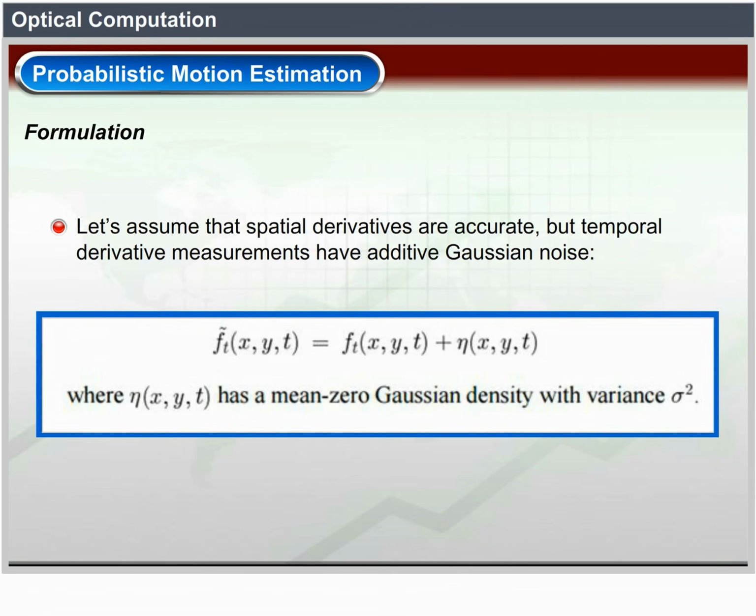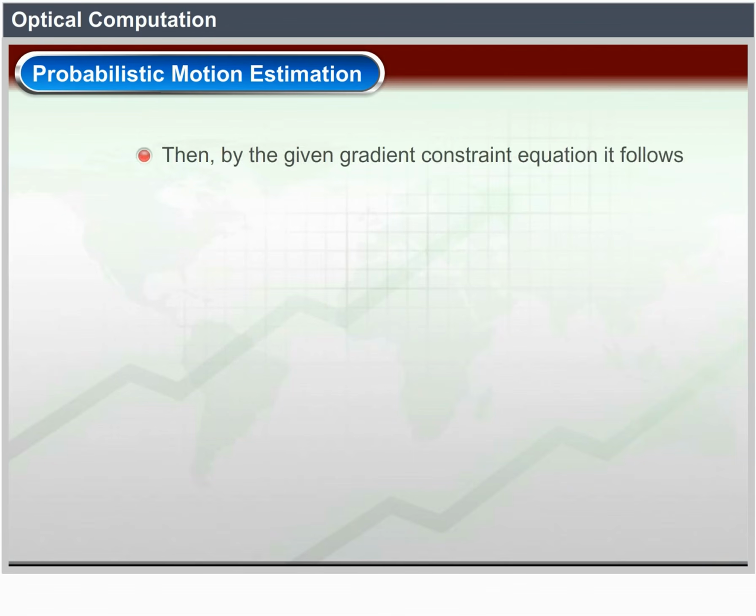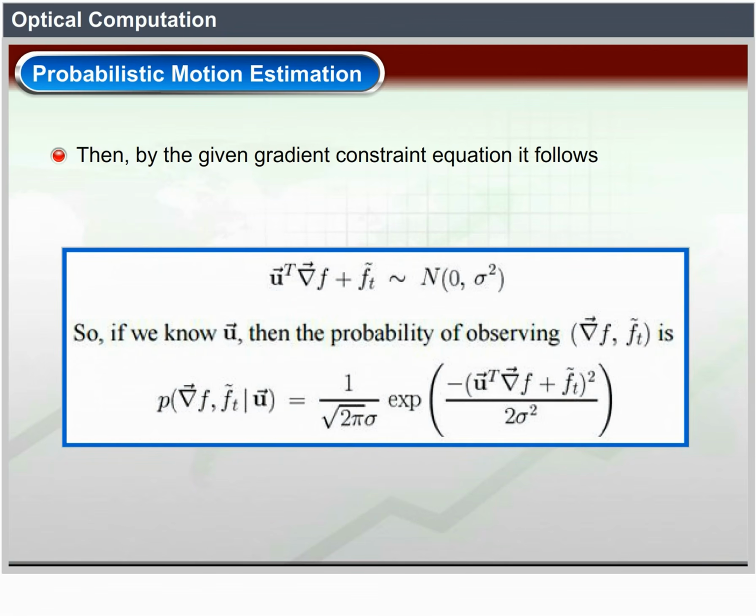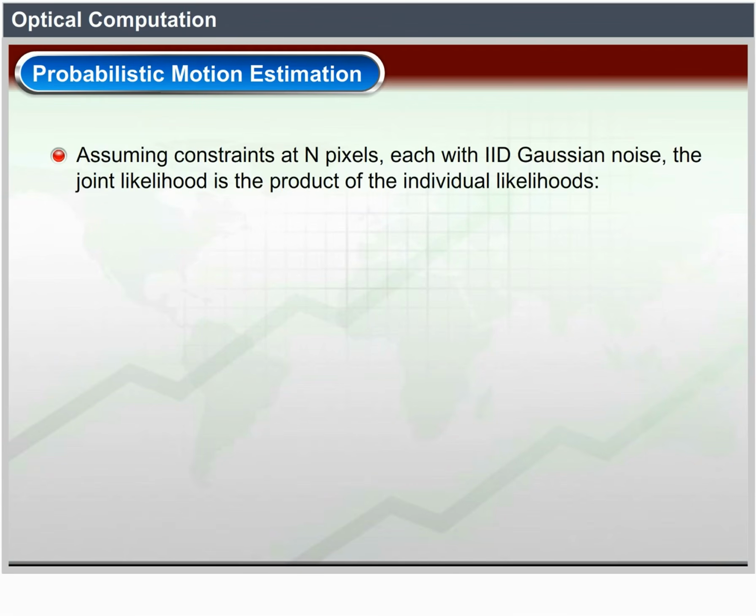Then given the gradient constraint equation, it follows that. So if we know u vector, then the probability of observing delta f vector, ft vector, is given by the equation. Assuming constraints at n pixels, each with 2D Gaussian noise, the joint likelihood is the product of the individual likelihoods, as shown.